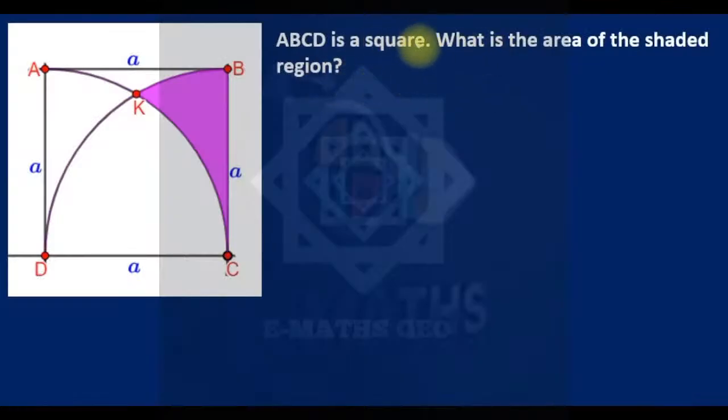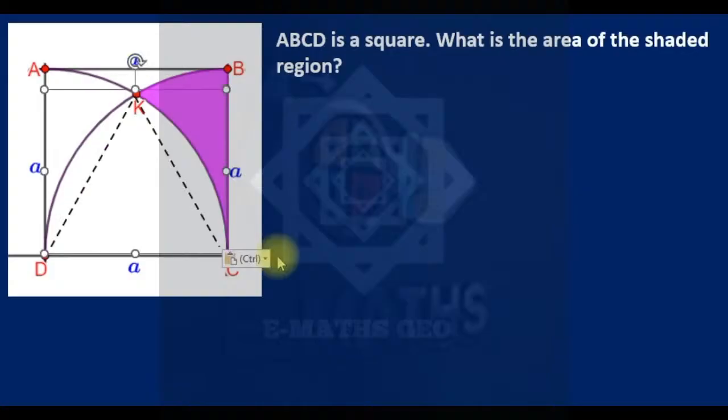ABCD is a square. What is the area of the shaded region? So the first thing I have to do is to join some parts. So let's join D, K, and C. So we've joined D to K and C to K. And if you notice, this is like a quarter circle, as DAC is a sector, that's a quarter circle. Now this is also a sector, a quarter circle. This is a square, so each interior angle is 90.